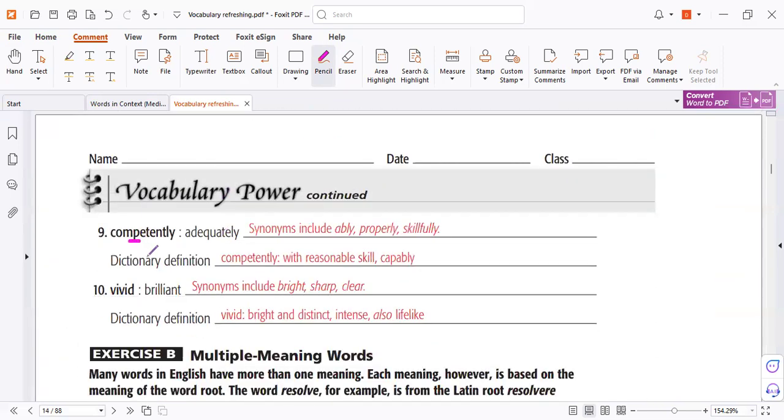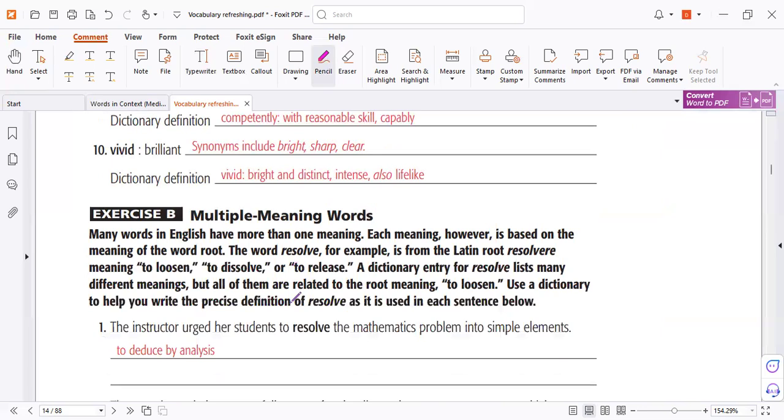Compete, of course, for competing. If I compete, I have the ability to do it. So competently, skillfully; competence, you have skills. Vivid has VIV. VIV tells you about life, colorful life, and bright, clear, sharp, like that.